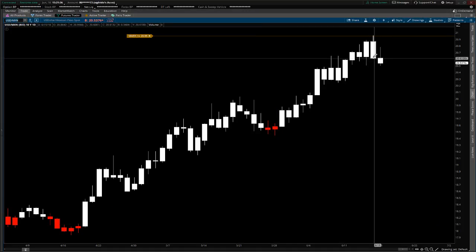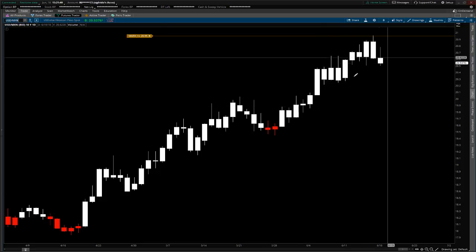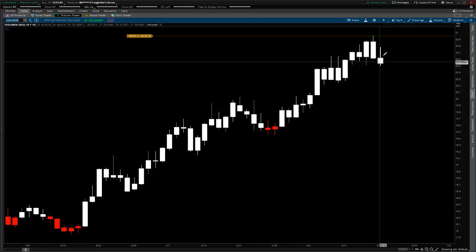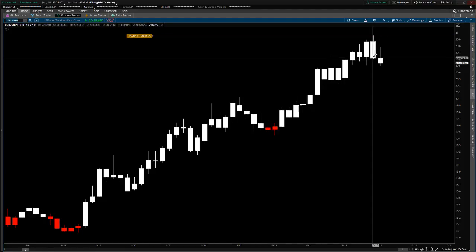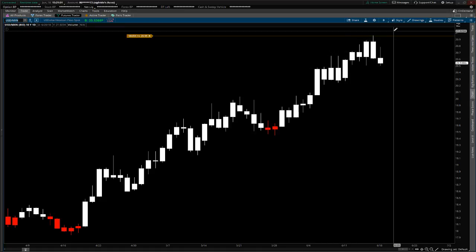Looking at the price action, this is the daily. Still in the uptrend. I got my white candles. Normally I have them green, but I'm in a different chart. So it's showing still bullish, you know, but we'll see how the price deteriorates.